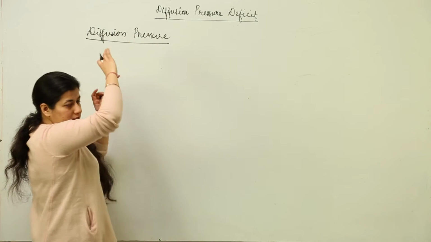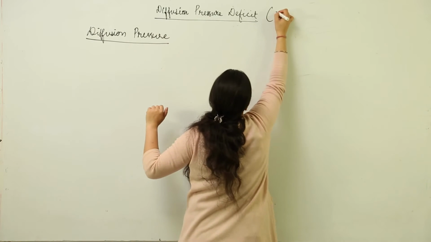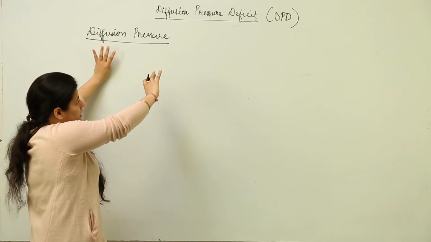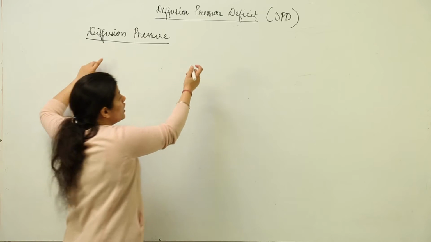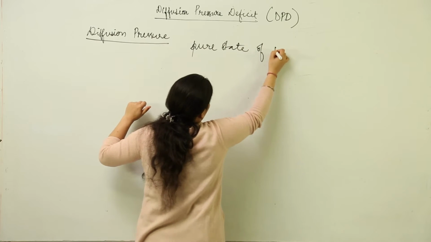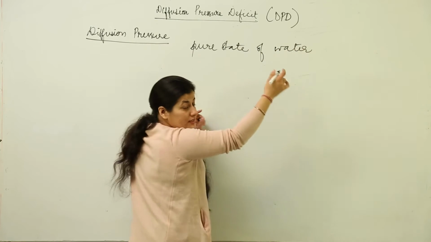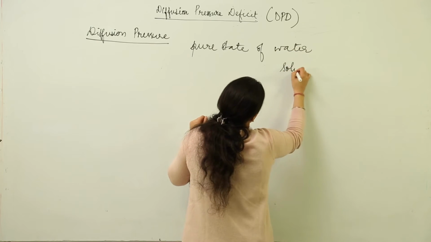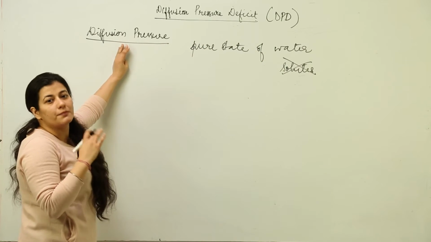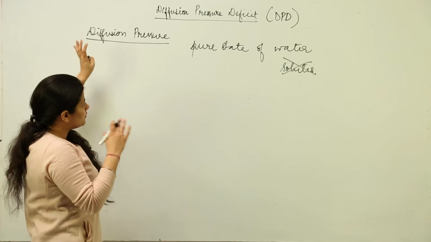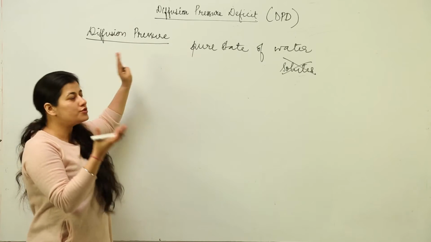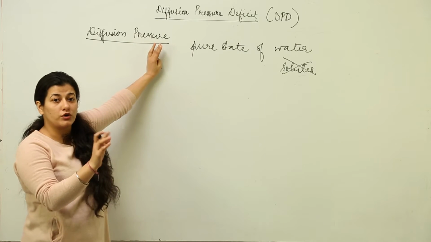Okay, so the other term for it is DPD. What we have to understand is that this diffusion pressure is the pressure that is exerted by water in its pure state. Pure state of water will have the least solutes, the number of solutes will be 0 in it. It would be completely water. So the diffusion pressure or the pressure potential of the water would be highest. So you can make it out that if I am having 100 milliliter of pure water, the diffusion pressure exerted by the pure state of water would be highest.